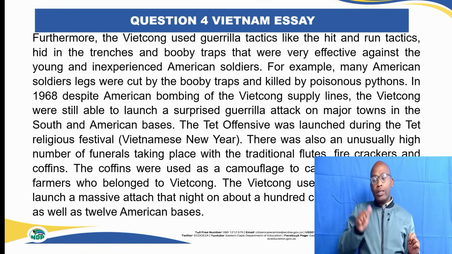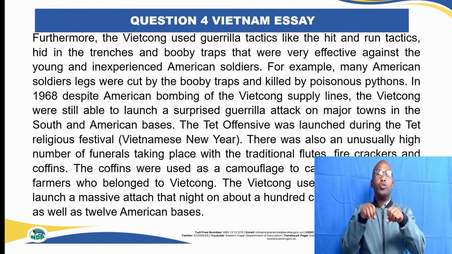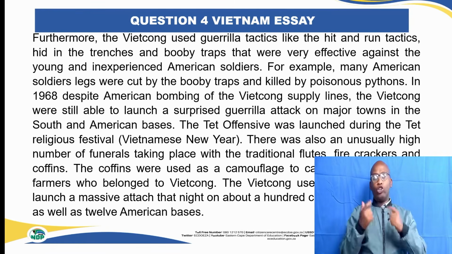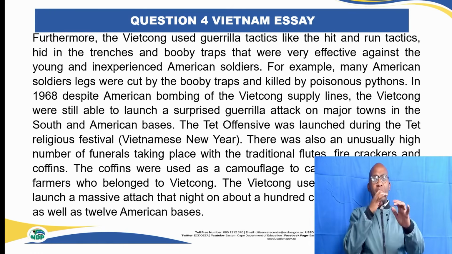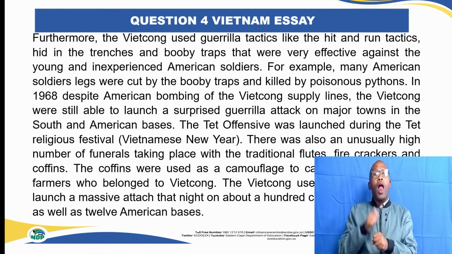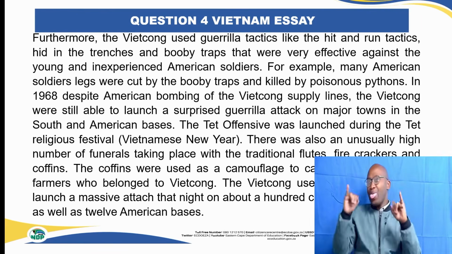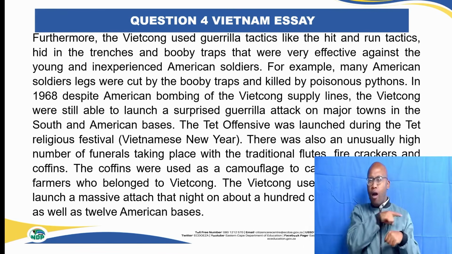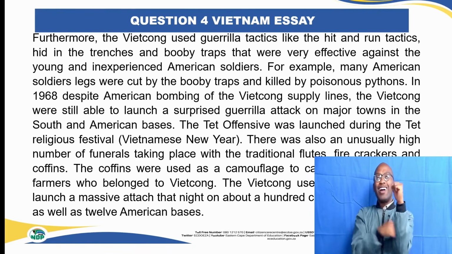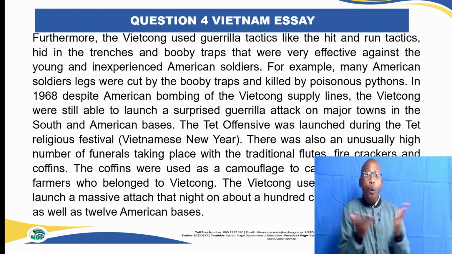The Tet Offensive was launched during the religious festival, where there was a high number of funerals that took place with traditional flutes, firecrackers, and coffins. And the coffins were used to camouflage and carry weapons for the farmers who belonged to the Viet Congs. The Viet Congs used the weapons to launch a massive attack that night on about 100 cities which were controlled by the United States of America, including Saigon.